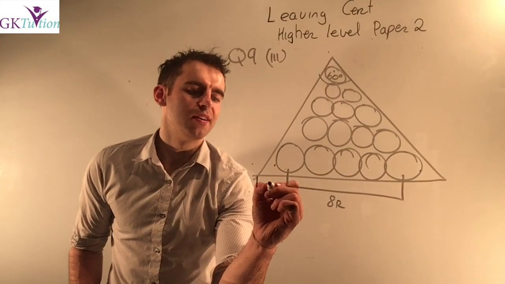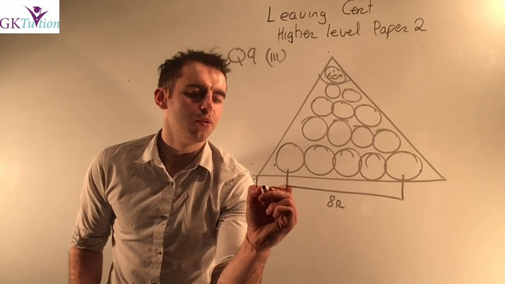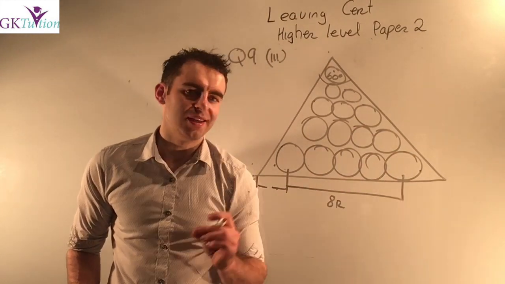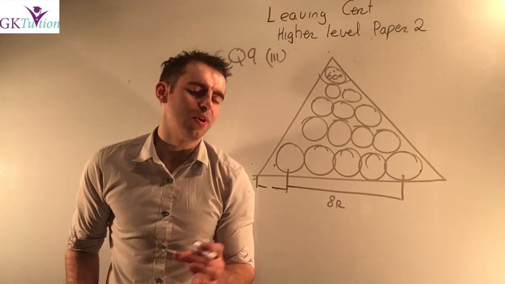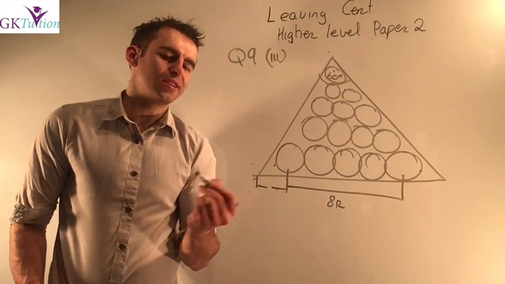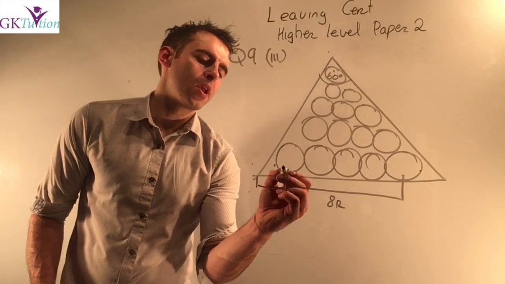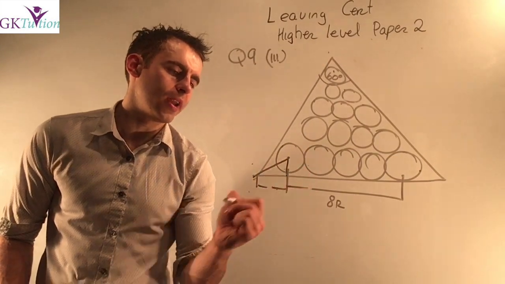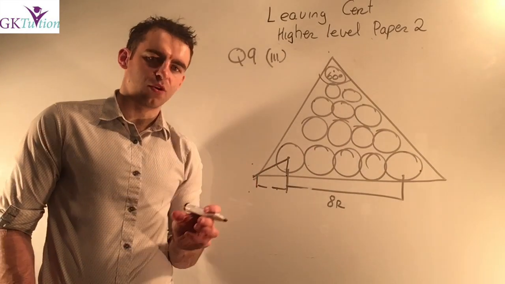My problem lies in the fact that at the moment, I don't know what that distance is in terms of r. Clearly this distance and that distance will be the same because it's an equilateral triangle. So what I need to do is try and figure out what this distance is in terms of r. And in order to do that, I'm going to come up with a right angle triangle in the little corner.